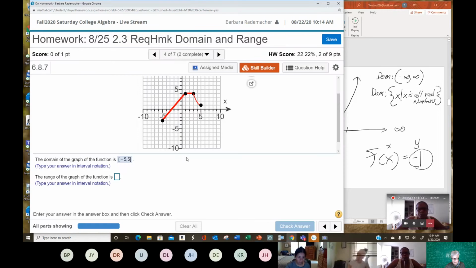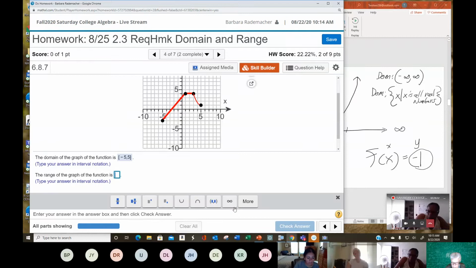Okay, now all they're going to do is ask about the range. The range is on the y-axis. I go to the lowest point and I see what that y coordinate is. And I go up to the highest point. These are equally high, but that's as high as this gets. And I see what that y value is there. So this is negative 3 on the y-axis, and this is positive 5 on the y-axis.